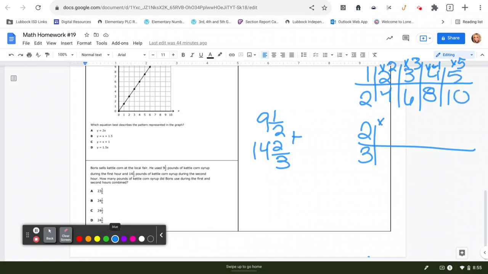So let's come down here. If I do times 2, that's going to give me 4/6. Okay, I can stop there. So now my problem is 9 3/6 plus 14 and 4/6.